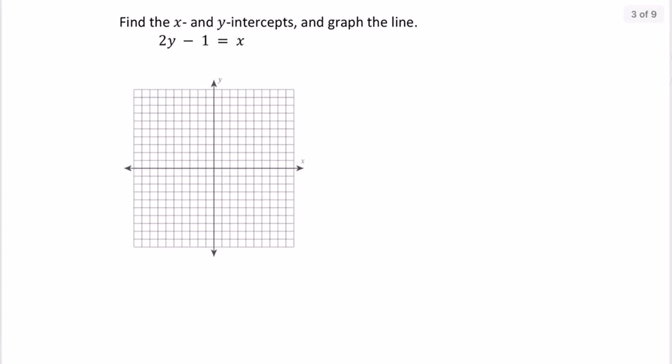The next question, we have 2y minus 1 is equal to x. So let's get the x-intercept. So y needs to equal 0. So we have 2 times 0 minus 1 is equal to x. So x is negative 1. So we have the point negative 1, 0. So graph negative 1, 0, we go to the left one. And the y, we don't go anywhere. So the point is right there, negative 1, 0.